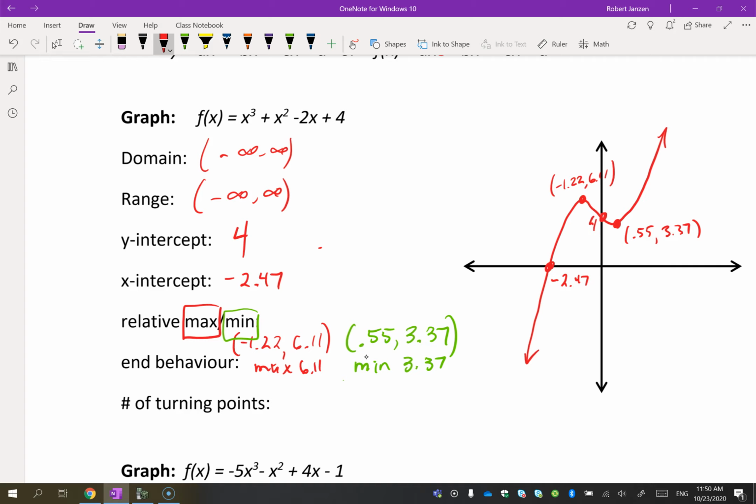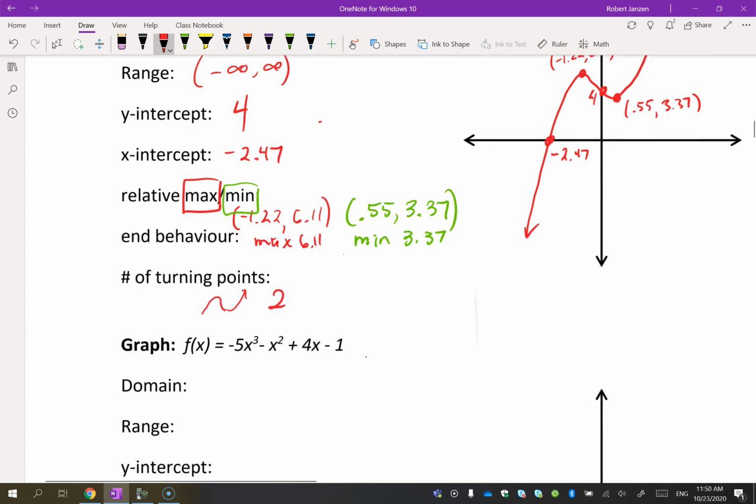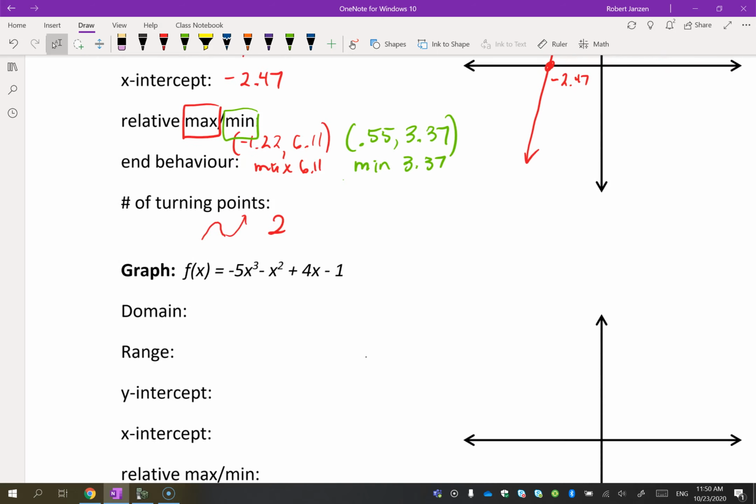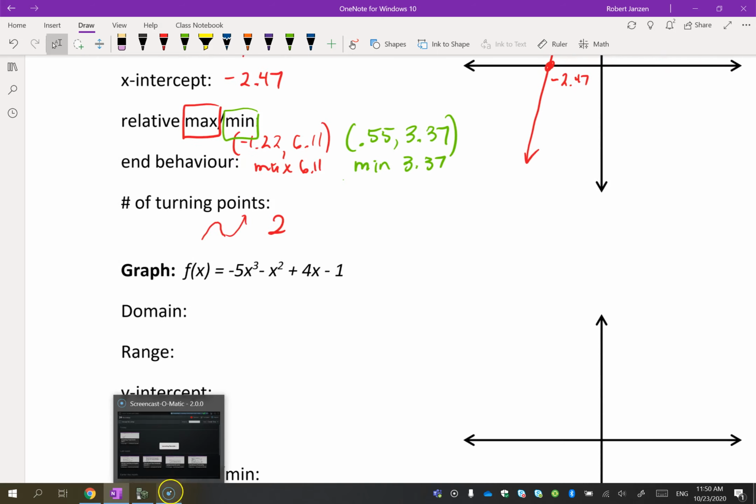Number of turning points. You can see this one turns twice. It turns to go down, and then it turns again to go up. So there are 2 turning points. Okay, pause the video, and you can do this next one.